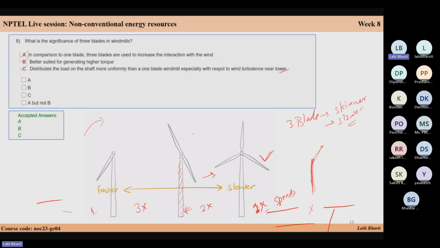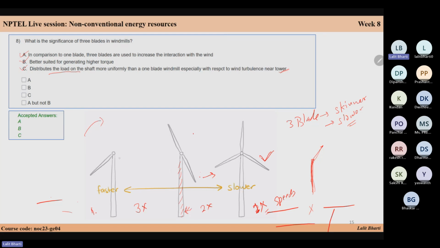So it is again on our horizontal type windmill. What is the significance of three blades in a windmill? We have three statements. A: In comparison to one blade, three blades are used to increase the interaction with the wind. B: It is better suited for generating higher torque. And C: The distribution of the load on the shaft is more uniform than in a one blade windmill, especially with respect to wind turbulence near the tower. So you can clearly see that option C means distribution of load.